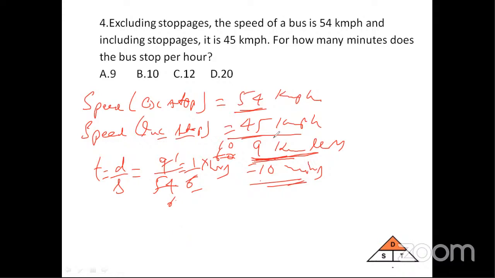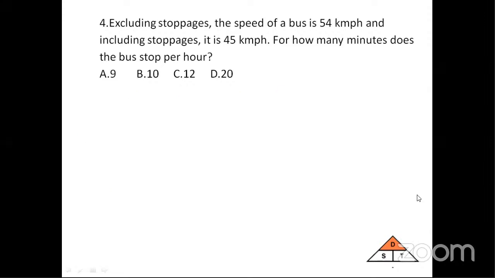No. We have to take 54 kilometers per hour only. If we take 54 kilometers per hour, then only we'll understand how much distance is remaining. So we have to take 54 kilometers here. Okay, fine. We'll move to the next question.